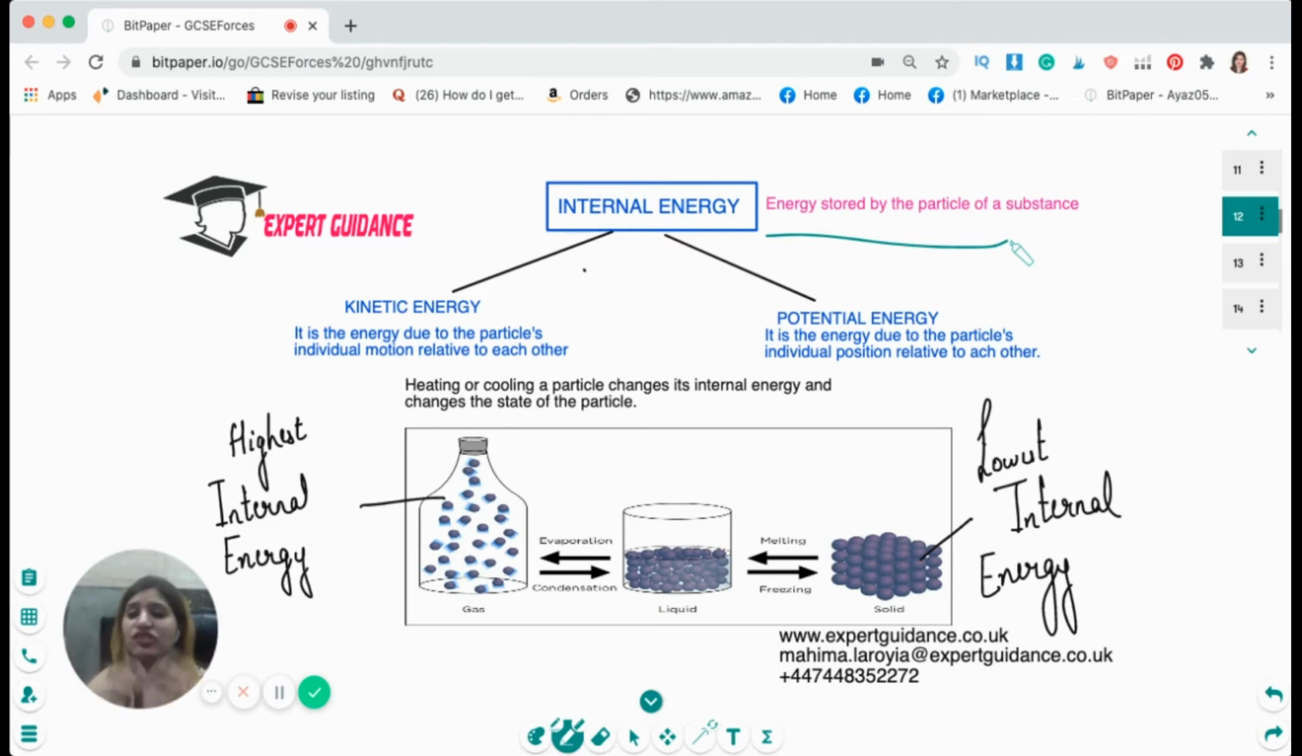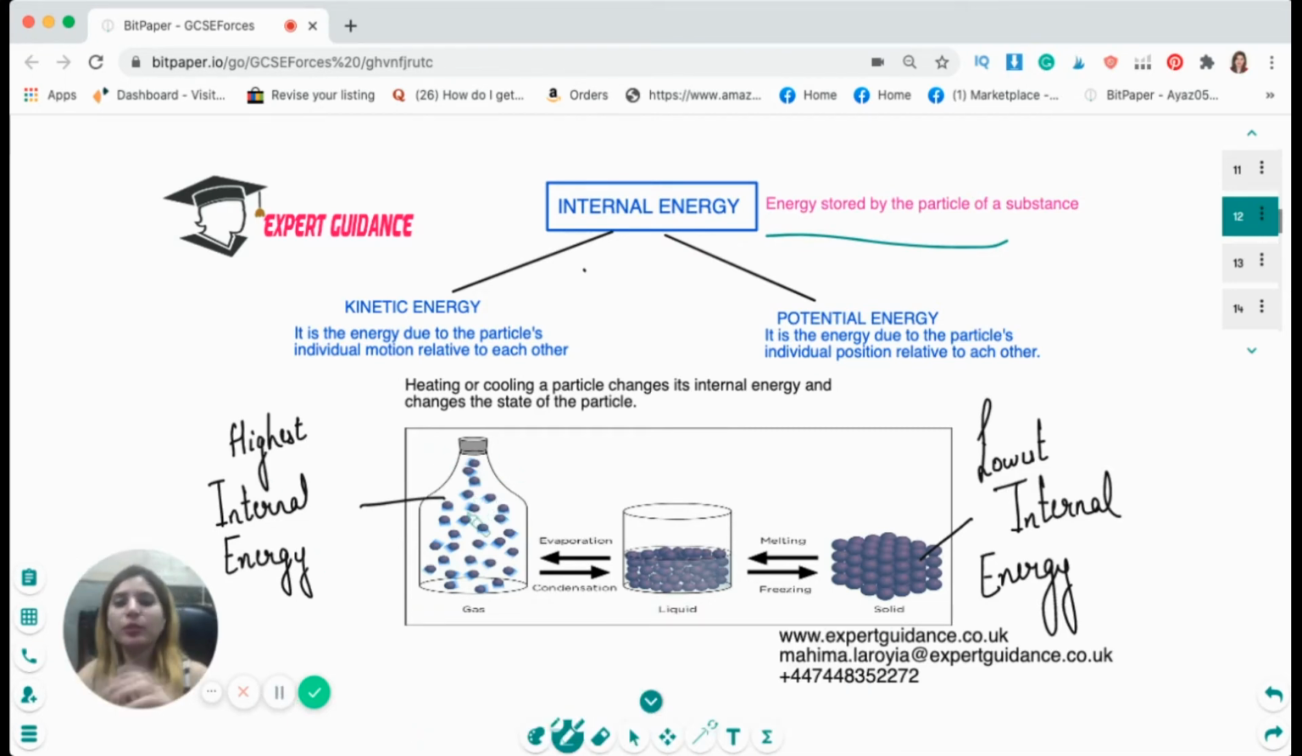Now, internal energy is a very broad term. It includes two types of energy. Every particle has a kinetic energy and a potential energy. The kinetic energy is the energy due to the particles' individual motion relative to each other, and potential energy is the energy due to the particles' individual position relative to each other. So internal energy is the sum of kinetic energy and potential energy of the particles.